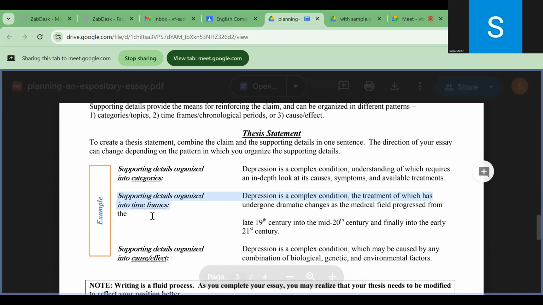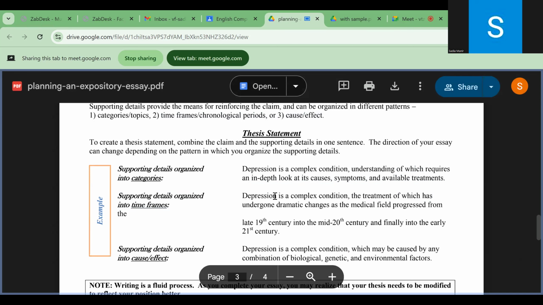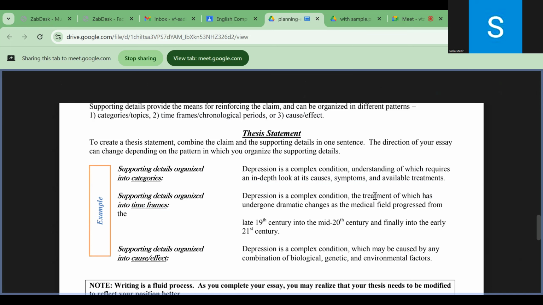Then supporting details organized into time frame. Depression is a complex condition, the treatment of which has undergone dramatic changes as the medical field progressed from late 19th century into the mid 20th century and finally into the early 21st century. तो यहाँ पर हमारे पास टाइम फ्रेम आ गया कि कैसे depression and psychiatry or psychological studies involved in late 19th century led to 20th and then to the 21st century.